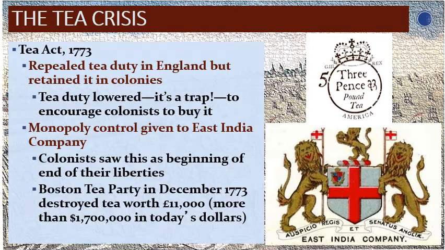So how do you respond to that? Well, in December of 1773, a group of Bostonians dressed as Indians climbed on board a ship and destroyed 11,000 pounds of tea, which is about $1.7 million today, by throwing it overboard into the Boston Harbor, making the world's largest cup of Earl Grey.